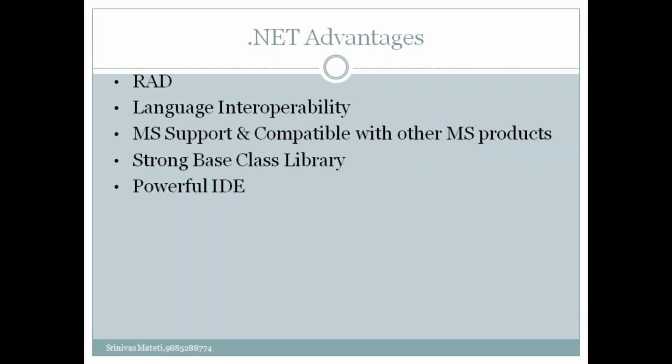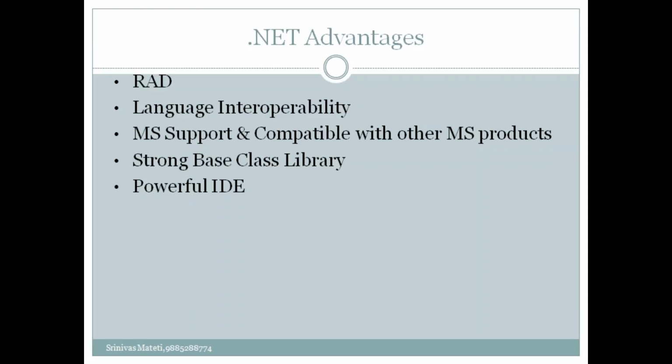And strong base class library. For the students who don't know .NET, I'll give an example. Like in C and C++, we have two header files like stdio.h and conio.h. Whenever you want to use cout and cin functionalities, you have to use these header files. The code for cout and cin has been written in these two header files so that you don't need to write it from the beginning. So here your redundant work will be reduced.